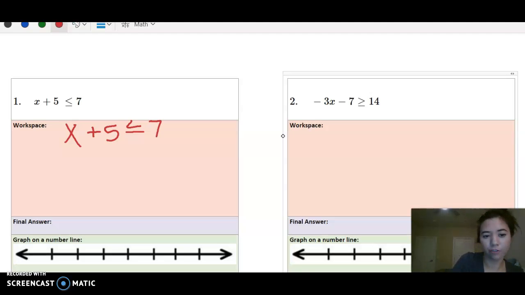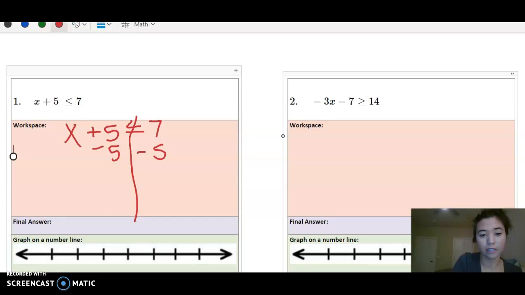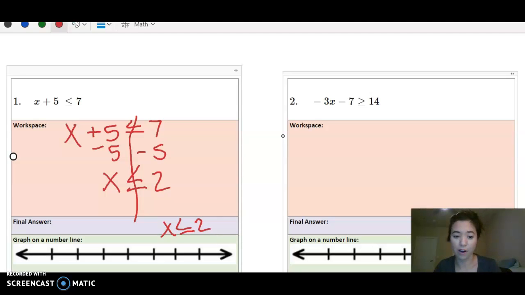Just like we did, I'm going to draw a line down my sign. Right now I have a 5 with my x and it's being added, so I'm going to subtract 5. And I get x is less than or equal to 7 minus 5, which is 2. So that is my final answer. And then it asks us to graph that.